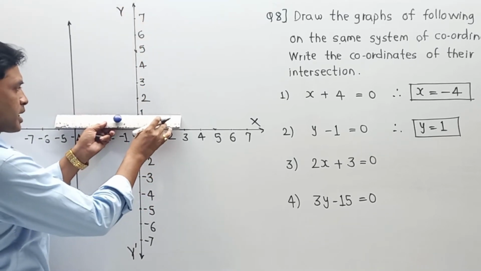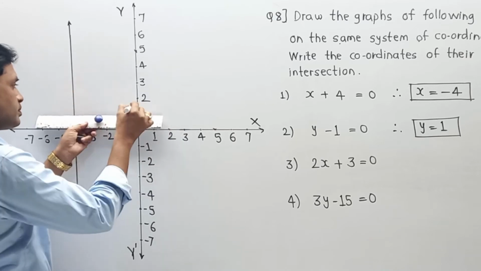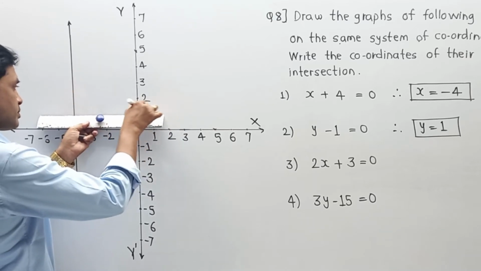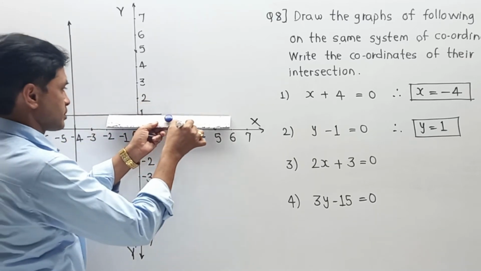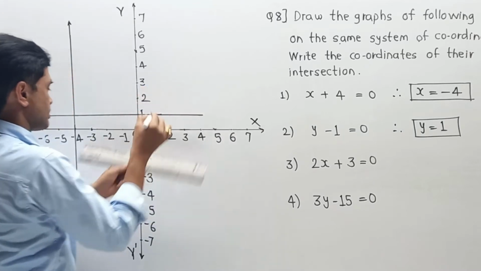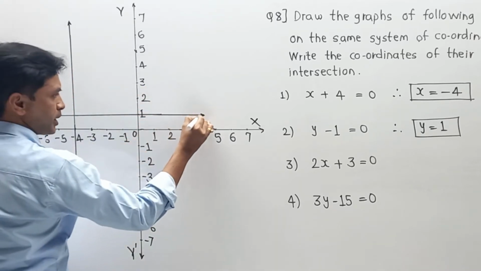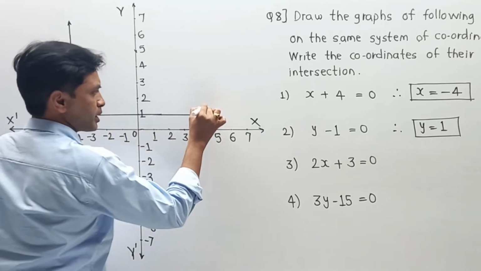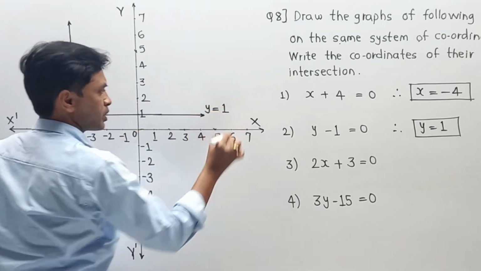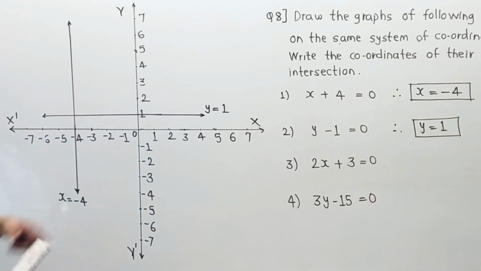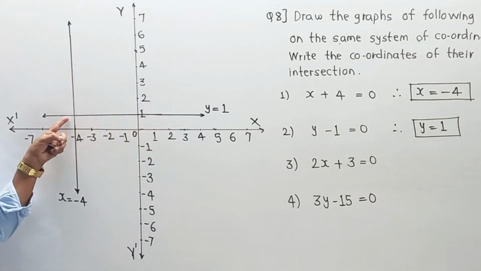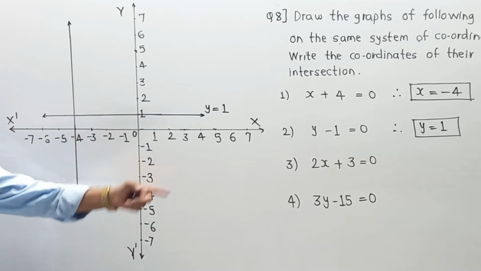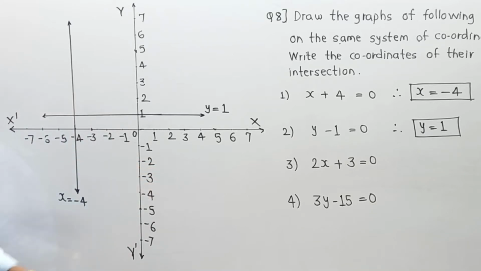So naturally this line is like this. And here I am going to indicate this line as y is equal to 1. Now definitely this first line and second line intersect over here, but there are still 2 remaining lines. We are going to draw all the lines and then write the points of intersection.